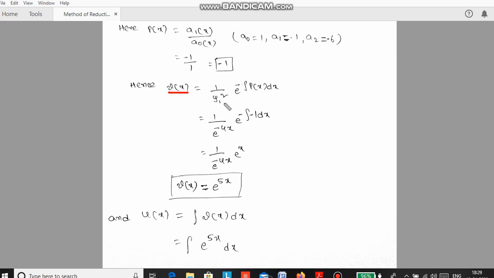So y1 value is e power minus 2x. So 1 by e power minus 4x into e power minus integral minus 1 dx, that is 1 by e power minus 4x into e power x. So v of x is equal to e power 5x. And u of x is equal to integral v of x dx, that is equal to integral e power 5x dx.